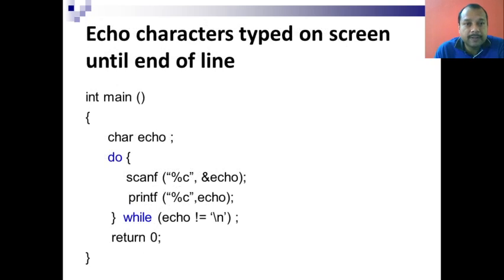Here is an example to echo characters typed on screen until end of line. So int main character echo do scanf character I am reading as a variable, say ampersand echo, and then I am printing that character until I will reach to /n. By this time you know that /n is the character for the new line. If you look at the ASCII table, then also you will able to find out that /n is there.